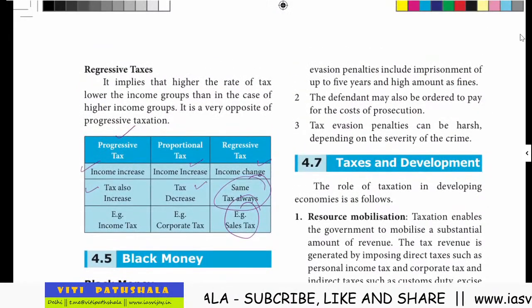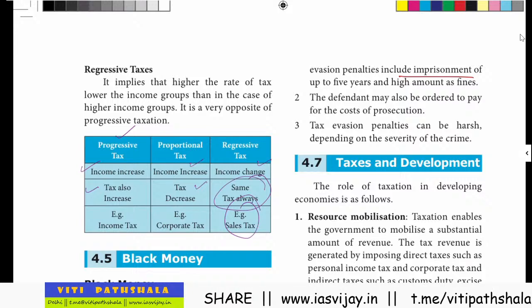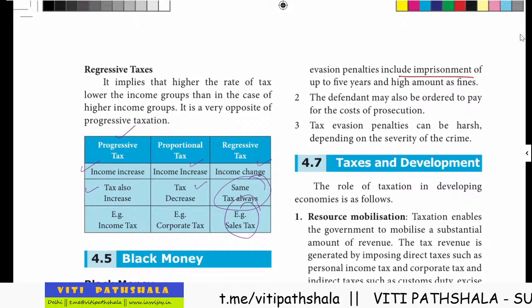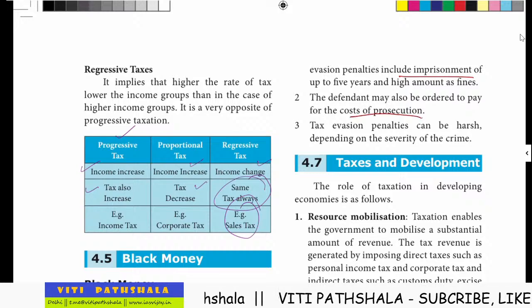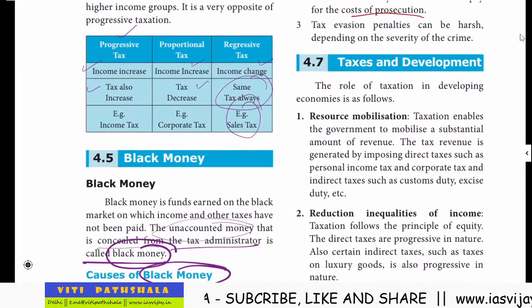Tax evasion penalties include imprisonment up to 5 years and higher fines. The defendant may also be ordered to pay the cost of the prosecution. The tax evasion penalties can be harsh depending on the severity of the crime.